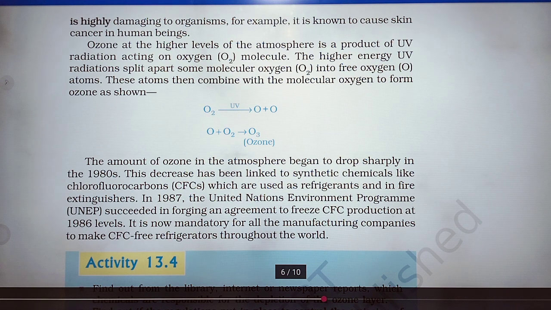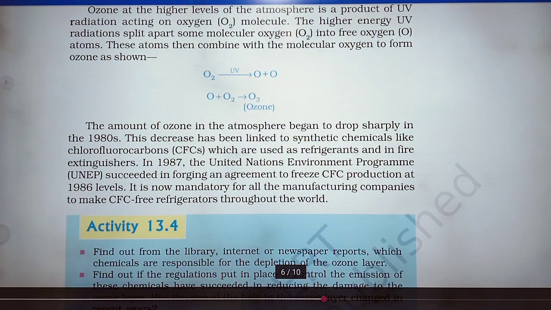1986 levels. It is now mandatory for all the manufacturing companies to make CFC-free refrigerators throughout the world. Okay, so it is mandatory for all manufacturing companies to make CFC-free refrigerators, all over the world.